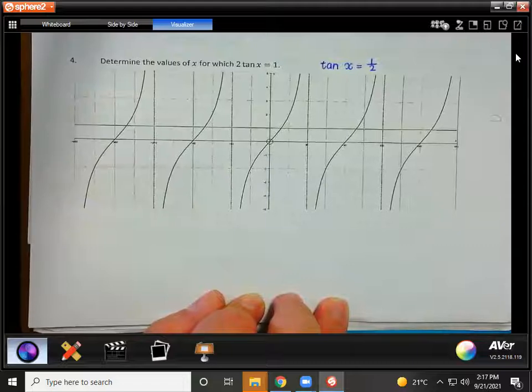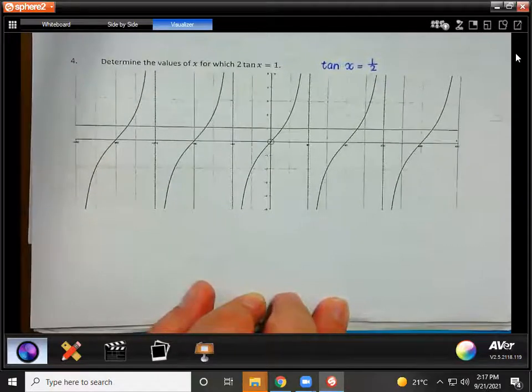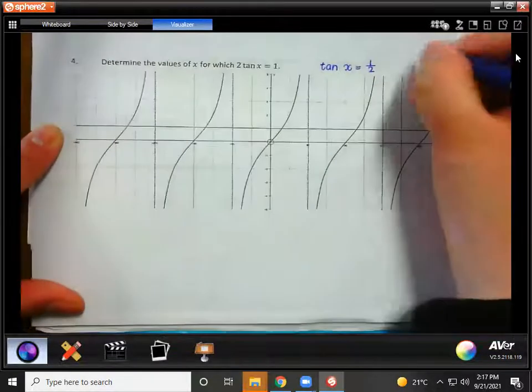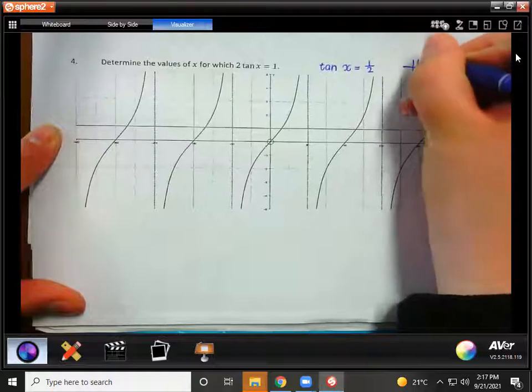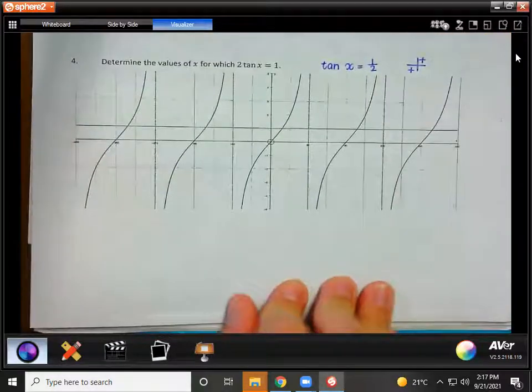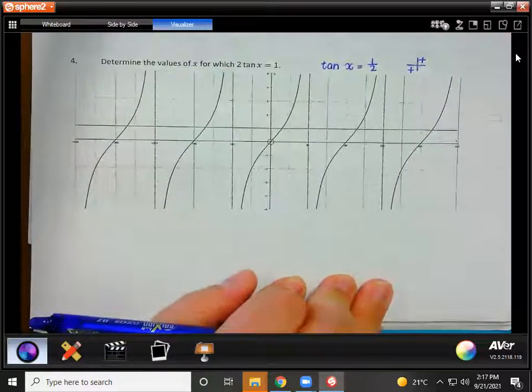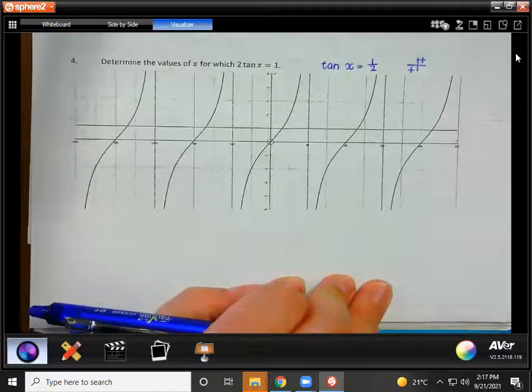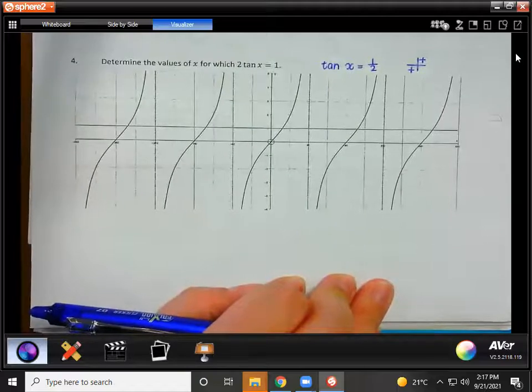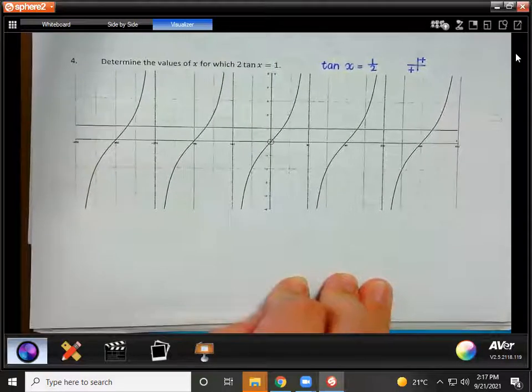Okay, so tan must be positive. Where is tan positive, guys? In which quadrant? 1 and 3. Good. Oh, that's a wonky Cartesian plane there. So quadrants 1 and 3. Okay, step 1 done. Step 2, we need to find our reference angle.